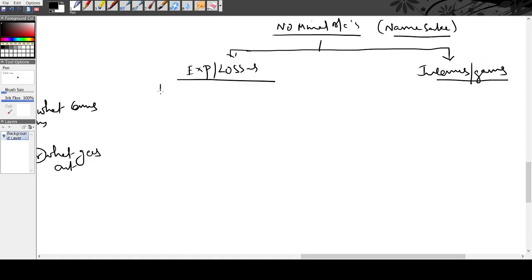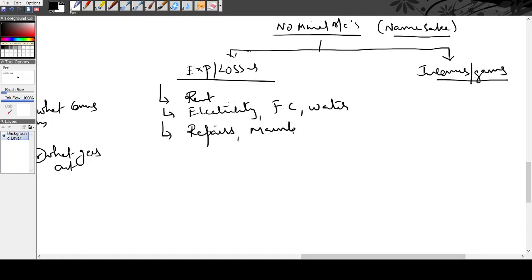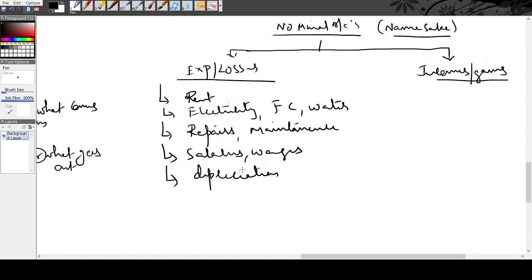What are the expenses we incur in a business generally? If we have taken a premises on rent, electricity, fuel charges, water expenses, repairs, maintenance, salaries of the staff, wages of the workers, then depreciation. Loss in value of an asset is considered as a loss for the business. It is a loss, it is a nominal account.